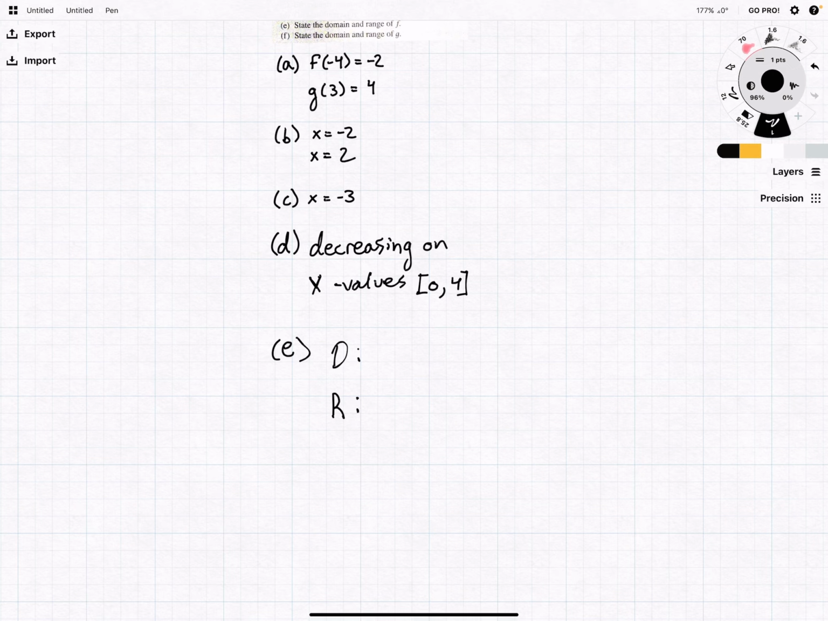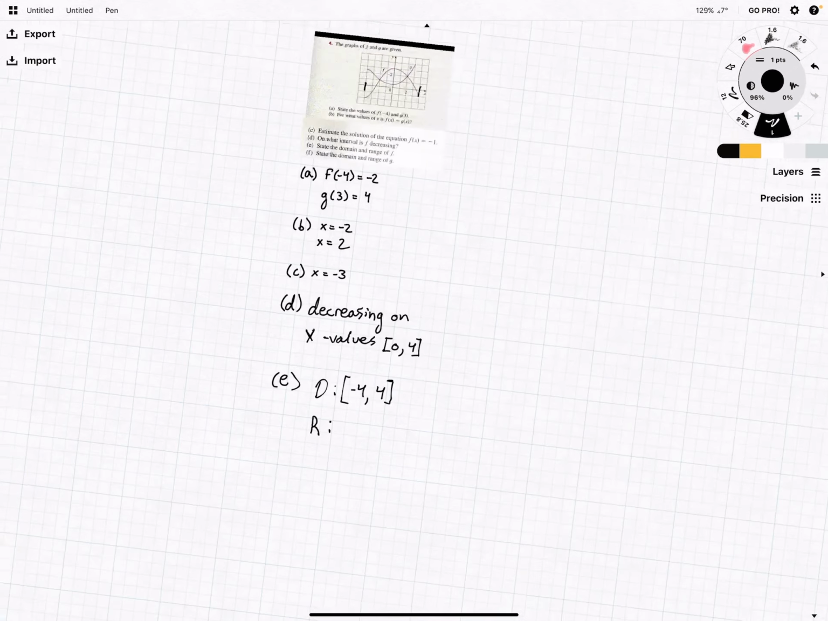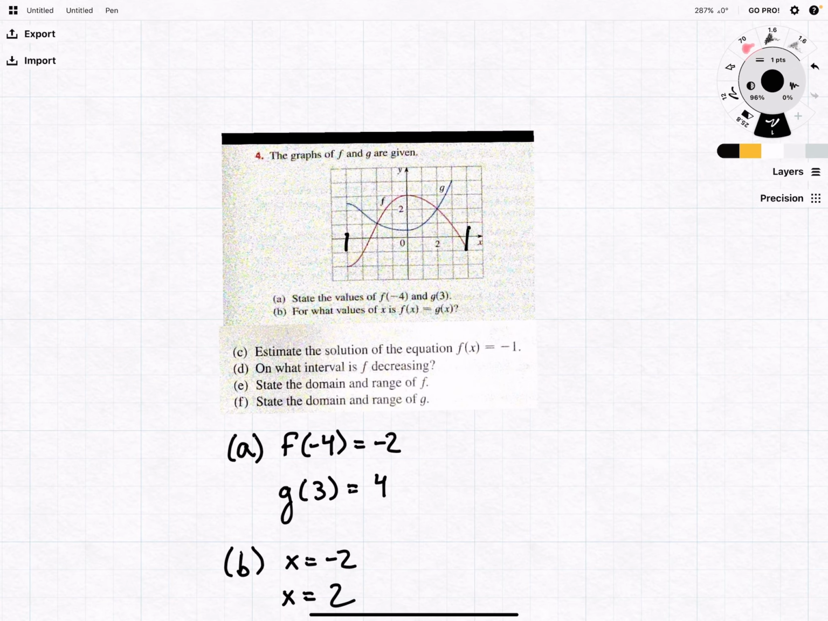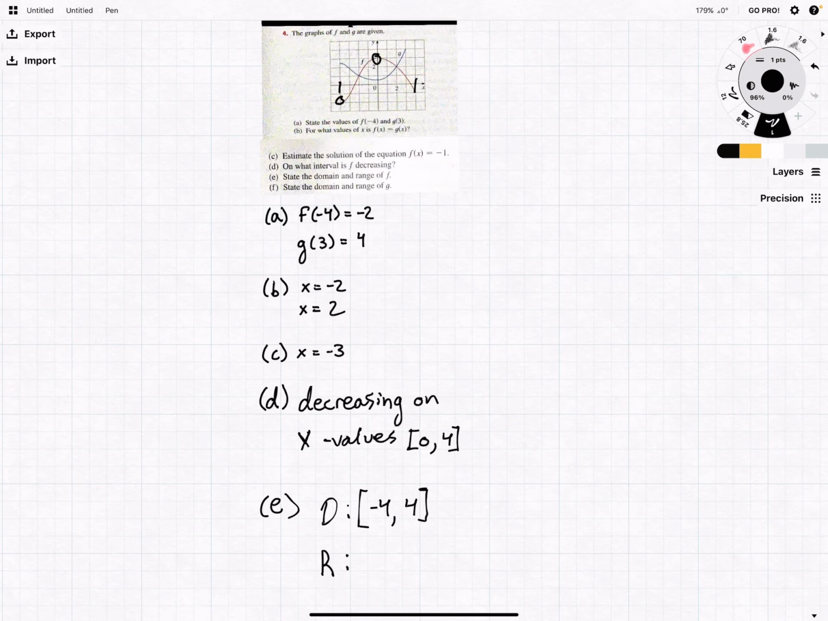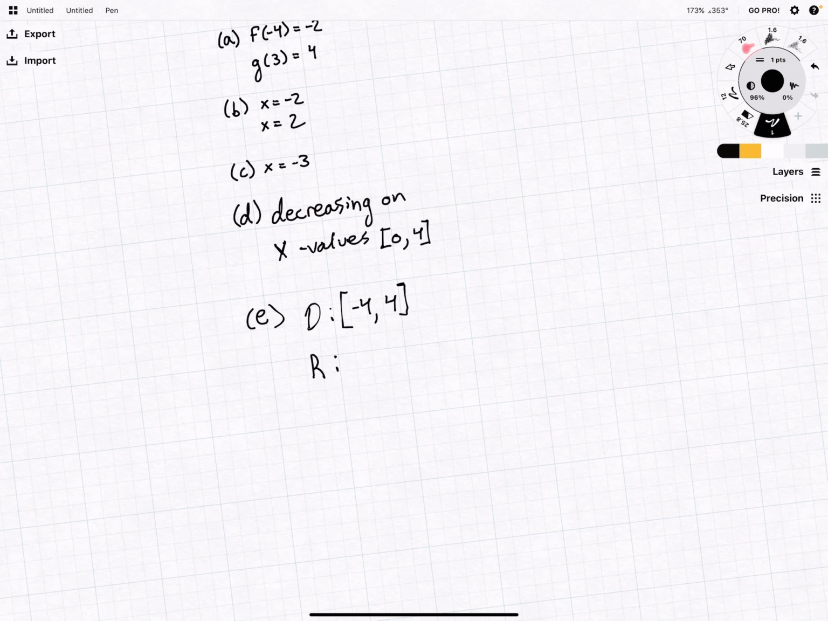Good. Domain, -4, 4. Range, those are the highs and lows of the graph. Looks like 3 and -2. Good, okay. So we'll have the range, -2, 3. Anytime we're writing out the domain and range, you do want to start with your lowest number and then go to your highest number. So that's the reason why I always start with a smaller number.